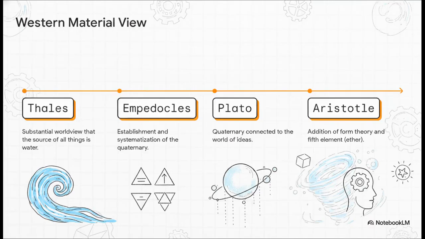Now, this substantialist worldview didn't just happen overnight. It was a slow, centuries-long process of entrenchment. You start with Thales back in the day, believing everything fundamentally comes from a single material substance like water. Then you move through Empedocles, who systematized the four distinct elements, then onto Plato, who linked those elements to an ideal world, and finally to Aristotle, who added concepts like form and ether. Step by step, the West permanently locked in this idea of a material, entity-based universe.